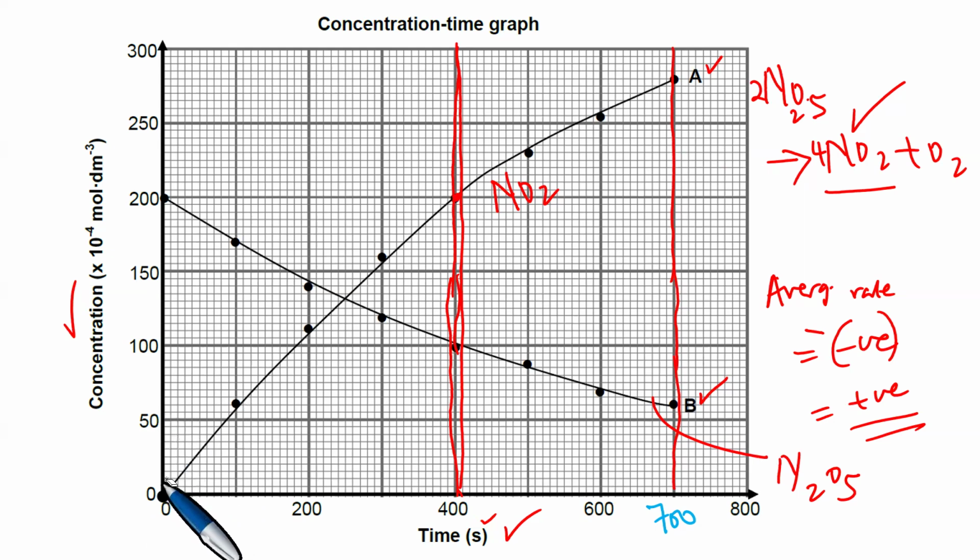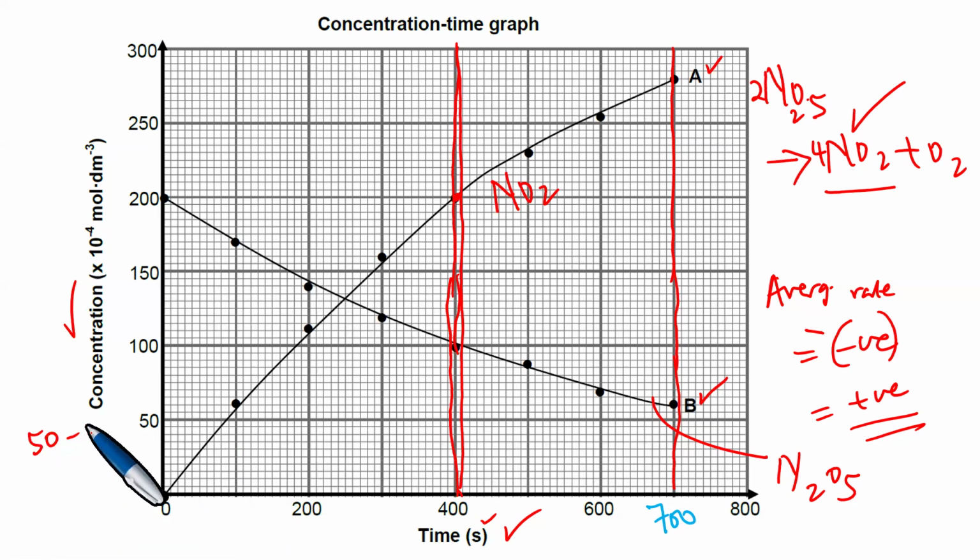50. 1, 2, 3, 4, 5, 6, 7, 8, 9, 10. I'm just counting the lines. So you can see there are about 10 faint lines between every two bold lines. The thin ones are 10, so they're like 10 steps. So then you must say 50.